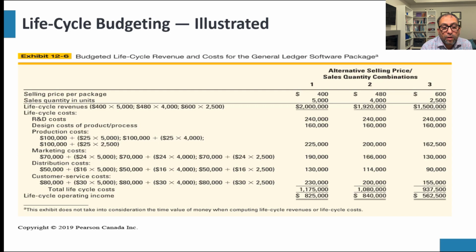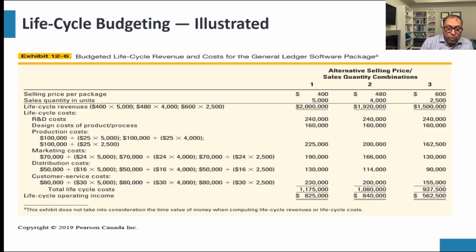So it's 90 million. Customer services cost: after sales we are providing services, and in this scenario we see 230,000, 200,000, and 155,000. So total life cycle cost for scenario one is 1.175 million. In the second scenario, it is 1.080 thousand, and in the third scenario, it is 937,500. So this way, when we calculate the net operating income, we see in the first scenario 825,000, then 840,000, and 562,500.